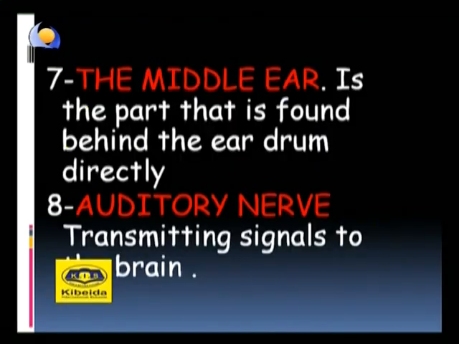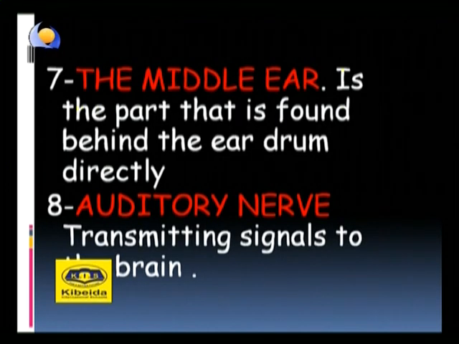Look at seven. The middle ear is the part that is found directly behind the eardrum. We divide the ear into three parts. The first one is the outer, the second one is the middle, and the last one is the inner. The middle ear is the part found behind the eardrum. Why? Because the outer ear is composed of three parts: pinna, auditory canal, and eardrum. Then the middle ear part starts.